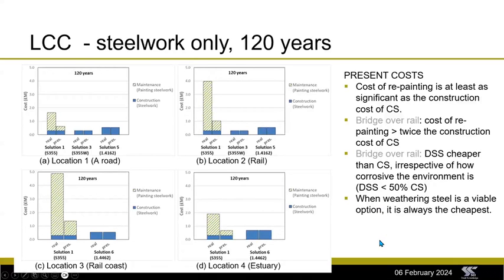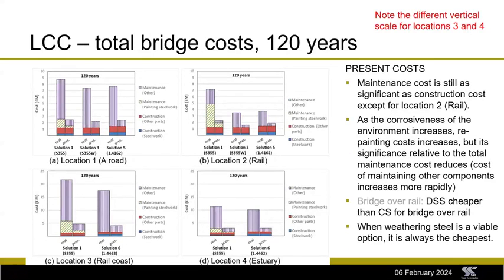So these graphs are steelwork only. Let's look finally at the total bridge costs for 120 years. And please note different vertical scales. For location 1 and 2, we go up to 10 million. For location 3 and 4, we're going up to 25 million. So that's important to note. So again, looking only at the present costs, which are always the second bar for each option, maintenance cost is still as significant as the construction cost, except for location 2.